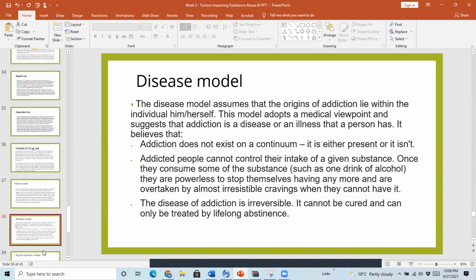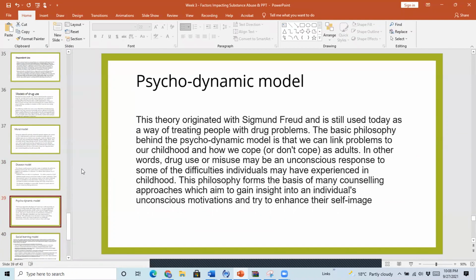Okay. Now, the psychodynamic model developed by Sigmund Freud, and it's still used today pretty much in terms of treating people with drug problems and substance use problems. What they're trying to do is link what's happening to you now with what happened to you as a child. So something happened to you as a child, you basically buried it deep into your subconscious, and now because of that, you're starting to develop addictive disorders.